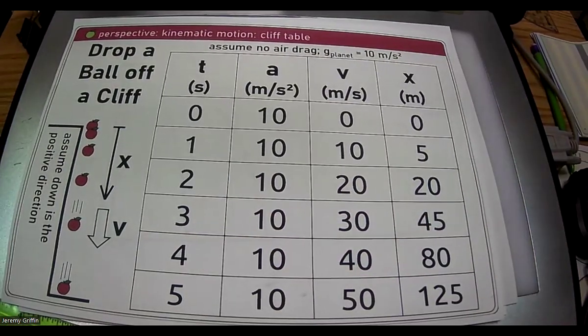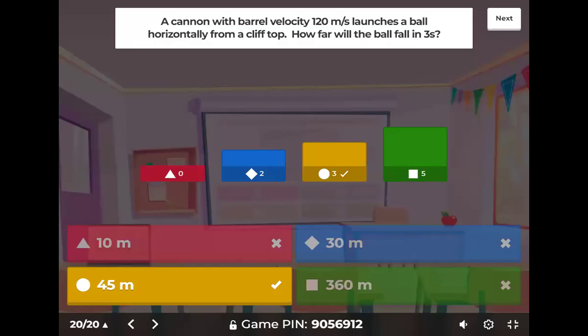All right, let's flip back over. Let's see how you guys did. I wonder how many students got that right. We're about to find out. 3 winners. Are you guys good with the 45-meter drop in 3 seconds? Okay. All right. Whether you drop the ball or throw it to the side, that would be true.